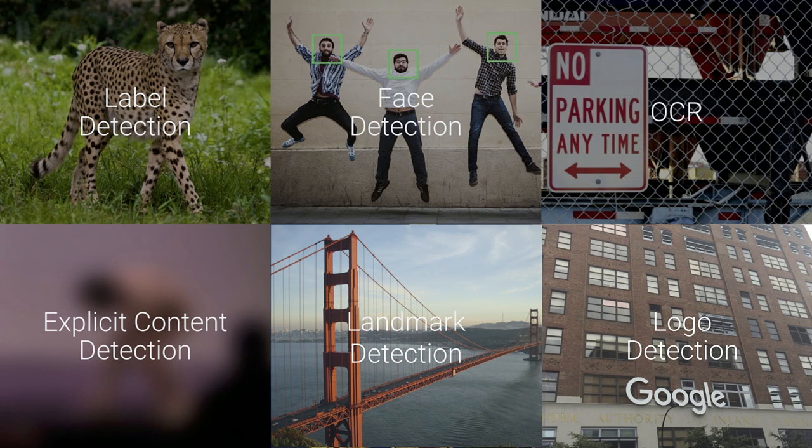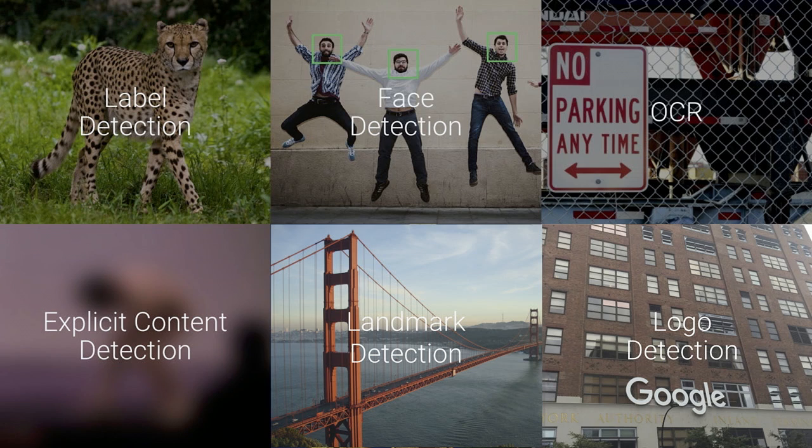Explicit content detection is pretty self-explanatory. This will tell you, is the image appropriate or not? This is really useful if you've got a site with a lot of user-generated content, people uploading tons and tons of images. You probably don't want somebody sitting there manually classifying each image as appropriate or not. Instead, you can just use an API call to do this. Send the image to the Vision API, it'll tell you if the image is appropriate, and then you only have to manually review a small subset of your images.